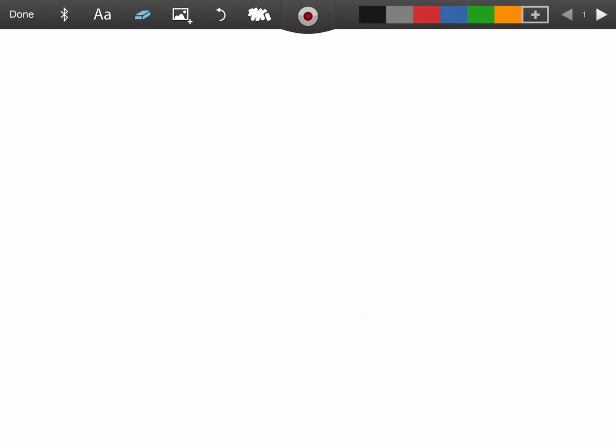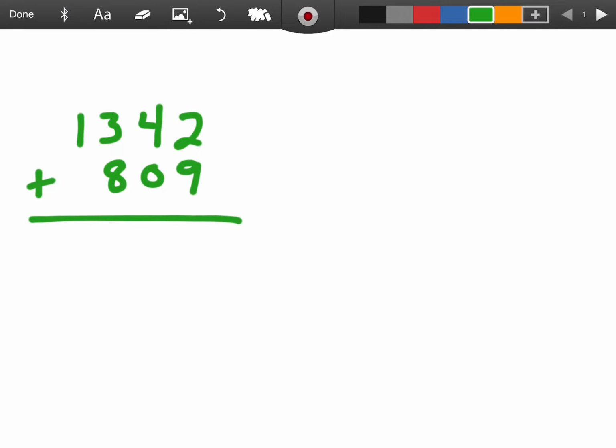Whenever we're talking about adding, so we're moving on to adding multi-digit numbers, I'm just going to pull a number out of my head, 1,342 plus 809. So whenever we're starting to add these, we always start in the ones place, or whatever the furthest right place is. If we had decimals, we would mess with that. We don't have decimals. 2 plus 9 is 11.